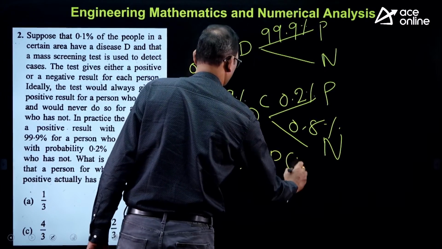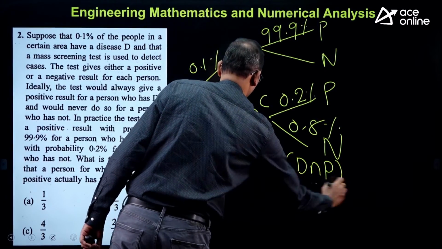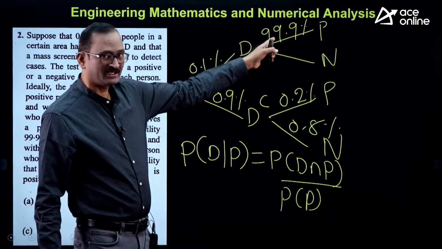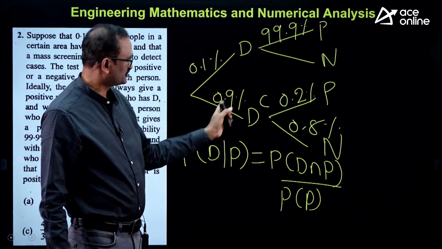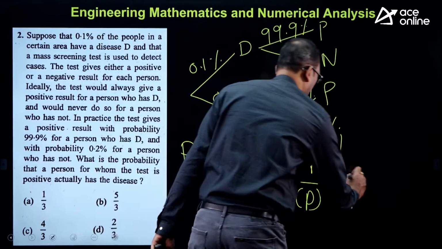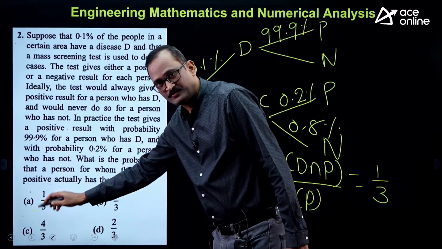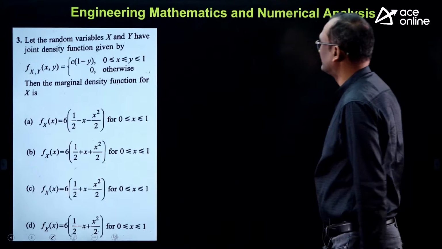So by using this formula, P of D intersection P divided by P of P, the numerator is these two product, the denominator is these two product plus these two product. By simplifying this you will get the answer 1 by 3. So 1 by 3 is there in option A, therefore option A is the right answer.